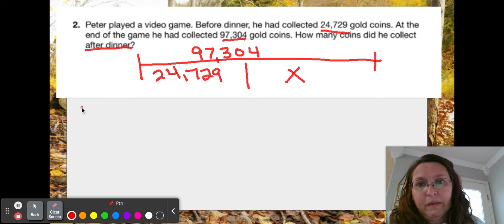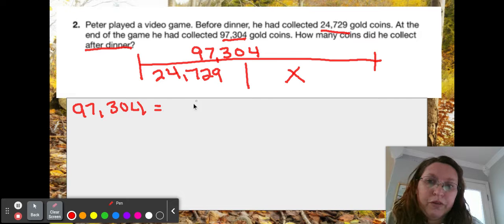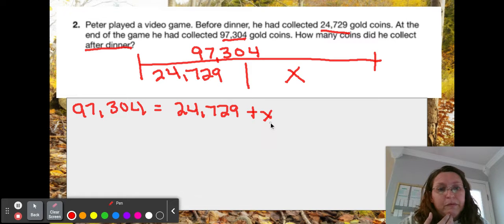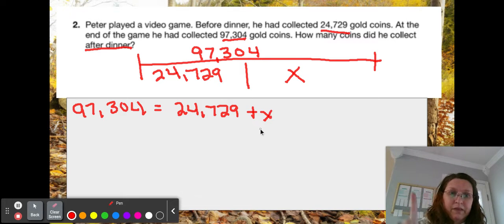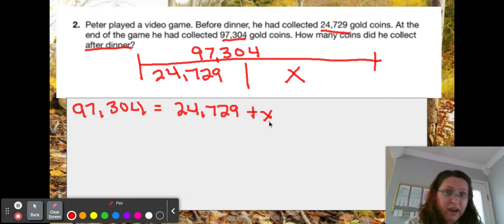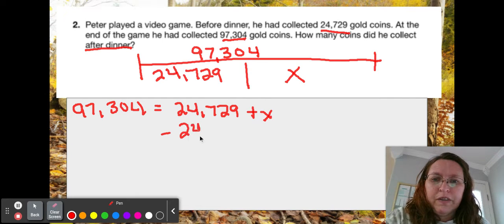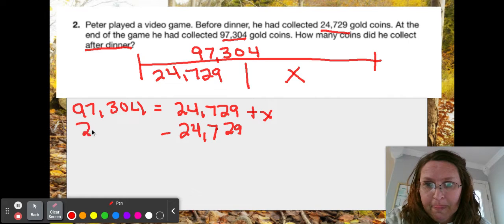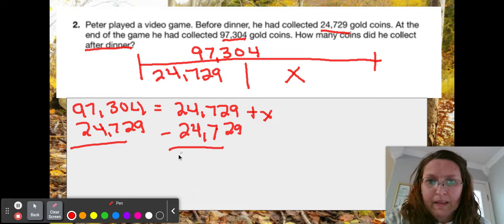In this kind of an instance, I'm going to take the total, which is 97,304, equals both of the parts. So my parts are 24,729 plus x. With this problem right here, I'm going to ask the questions, what's my variable? My variable is x. What are they doing to x? They're adding 24,729. So I have to subtract 24,729 from both sides. So I have x right here equals 4 minus 9.